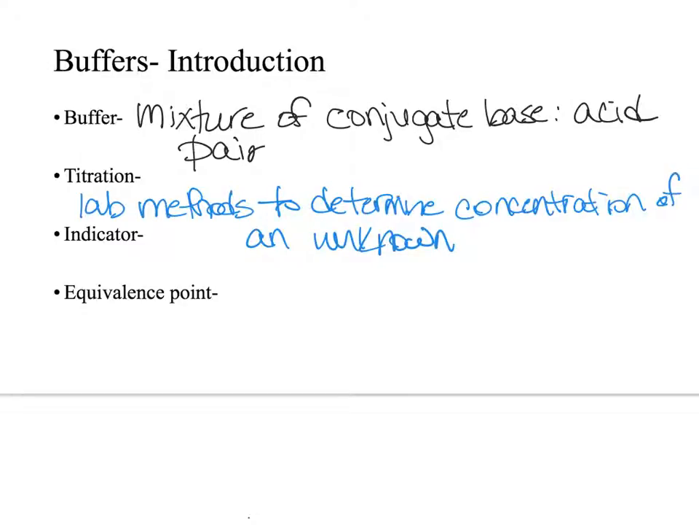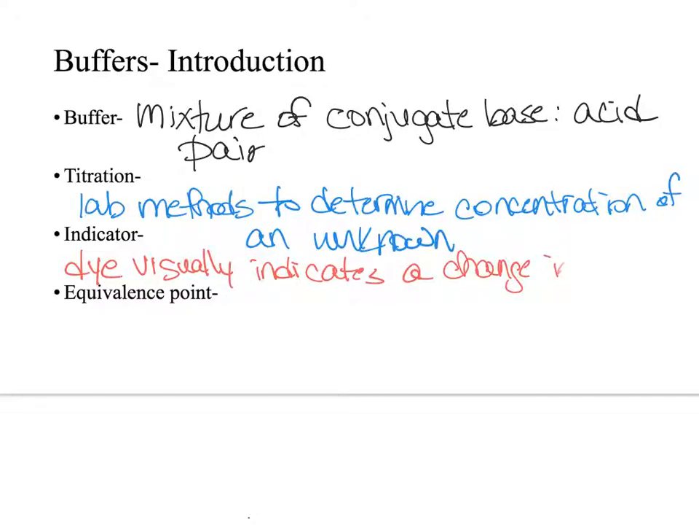Next, an indicator is a dye which visually indicates a change in pH by color. And you guys did this with indicators where I believe you had to identify the unknown indicator.